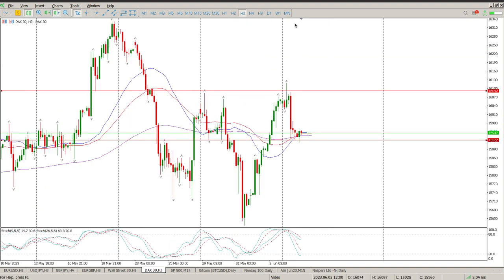What we need to be doing here is looking for structure. Now, when you look at the 3-hour, there is a ton of structure in this little area that we're in now. So look at my oscillators first.